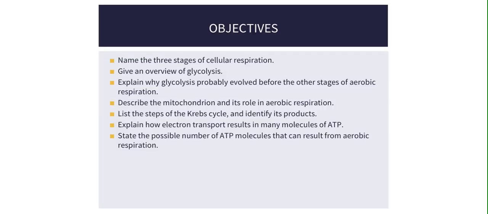After this video, you should be able to name the 3 stages of cellular respiration, give an overview of glycolysis, explain why glycolysis probably evolved before the other stages of aerobic respiration, describe the mitochondrion and its role in aerobic respiration, list the steps of the Krebs cycle and identify its products, explain how electron transport results in many molecules of ATP, and finally state the possible number of ATP molecules that can result from aerobic respiration.